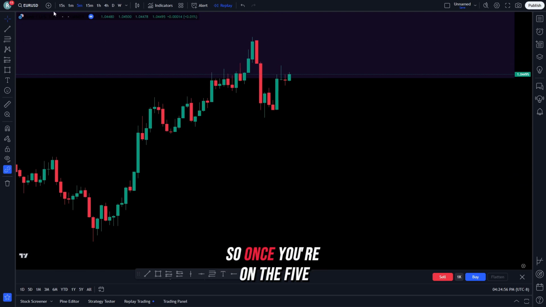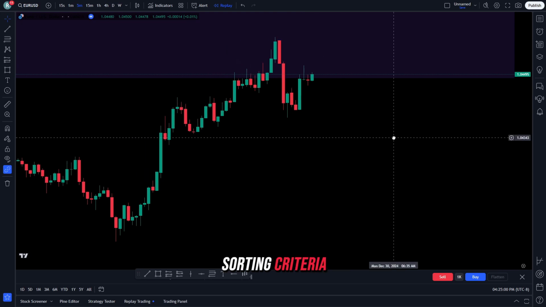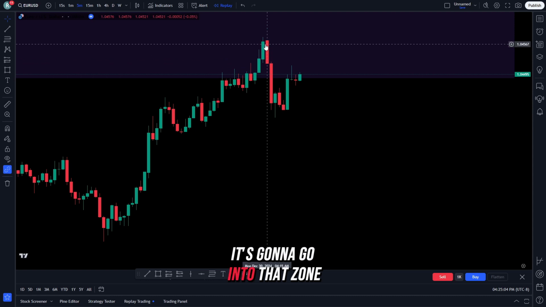All right, you guys, so once you're on the 5 minute time frame, you're going to be looking for some shorting criteria. And what I mean by that, basically, once you have those zones lined up, it's going to go into that zone.